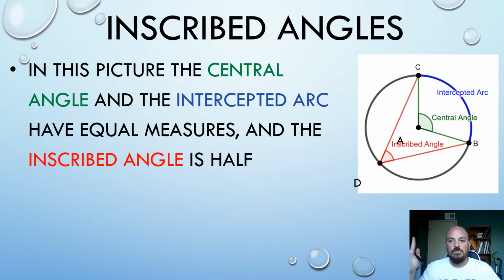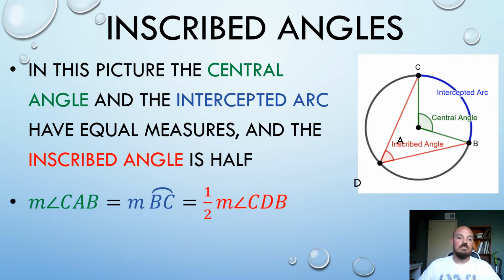So again, throw in any numbers you want. Let's say the blue arc is 100 degrees. The green angle is 100, the red angle is 50. It's that simple. Green and blue are the same, red is half of those. Or in symbols, we would say the measure of angle CAB, green, equals the measure of arc BC, blue, and they both equal 1/2. Actually, that's not right. Let's fix that. In this case, they would equal 2 times that one, because that one is half of them. I typed up 1/2, but it's actually 2. They both equal 2 times whatever the measure of the inscribed angle is.